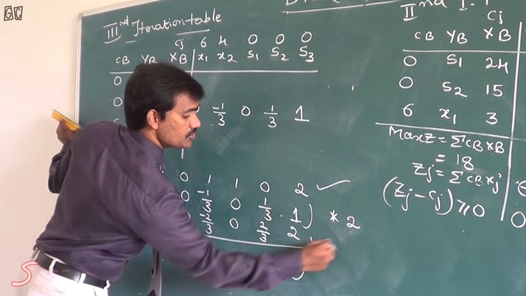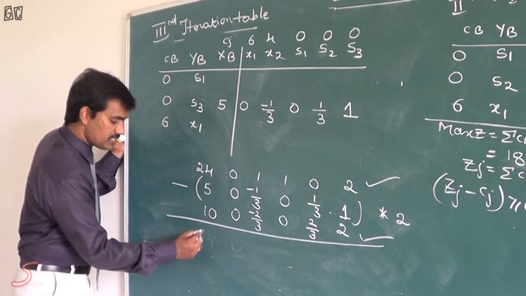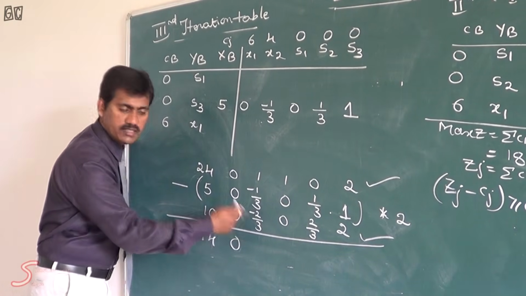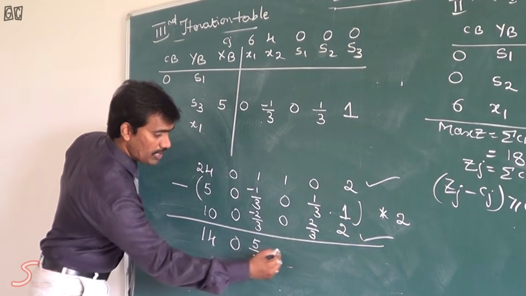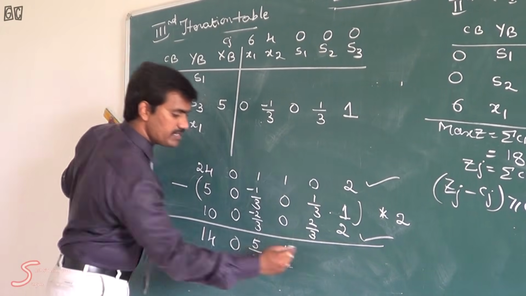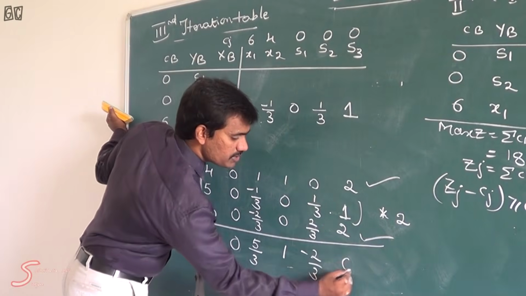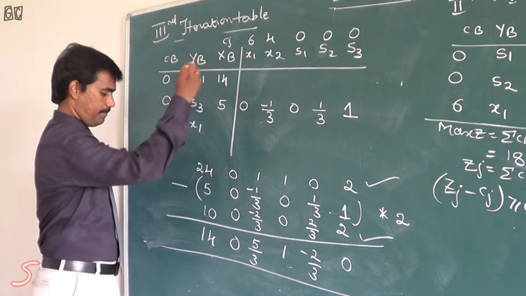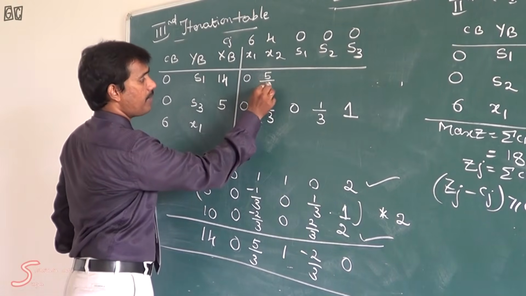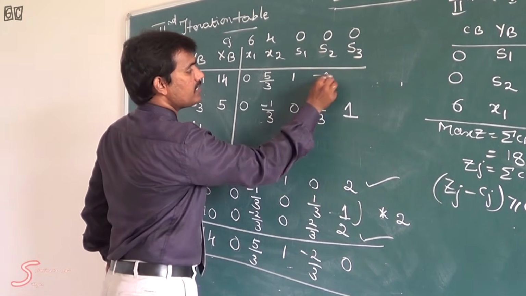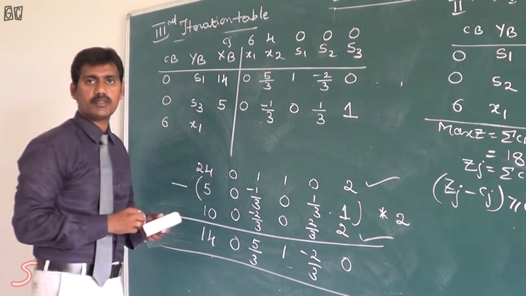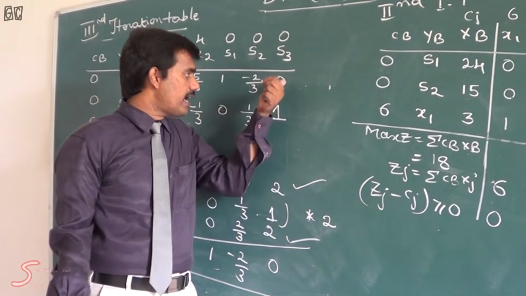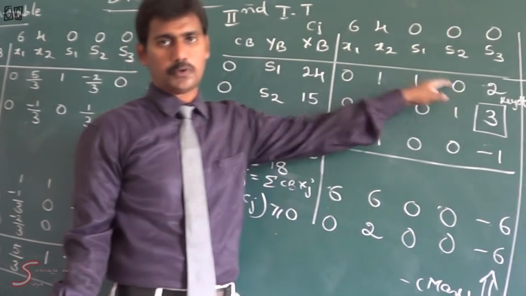I am going to subtract these 2. 24 minus 10, that is 14. 0 minus 0, 0. 1 minus, minus plus 2 by 3, that is 5 by 3. 1 minus 0, 1. 0 minus 2 by 3, minus 2 by 3. And 2 minus 2, that is 0. I am going to write this entire row in the first row, that is 14, 0, 5 by 3, 1, minus 2 by 3, 0. So we make the key element as unity and all the values as 0. So obviously 2 becomes 0.